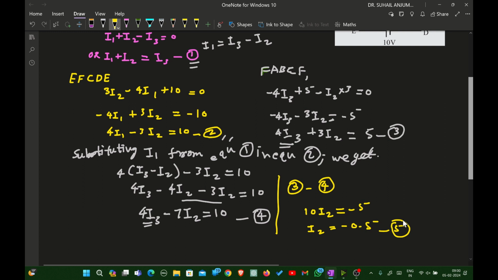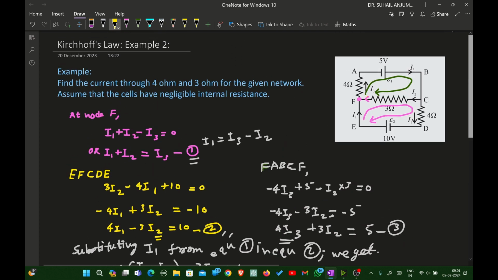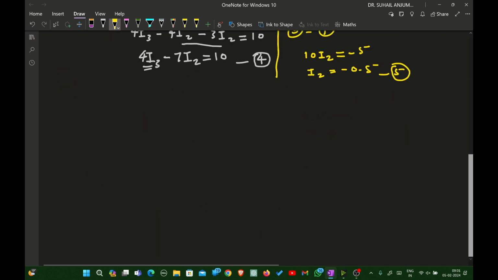Now we can substitute this value of I2 in some of the equations, and we can get the value of other variables. If you see in equation number 2, we have this I2 and I1 is there. So we will substitute this value of I2 here in equation number 2 to get the value of I1. So it will be what then? I will just take it slightly above.